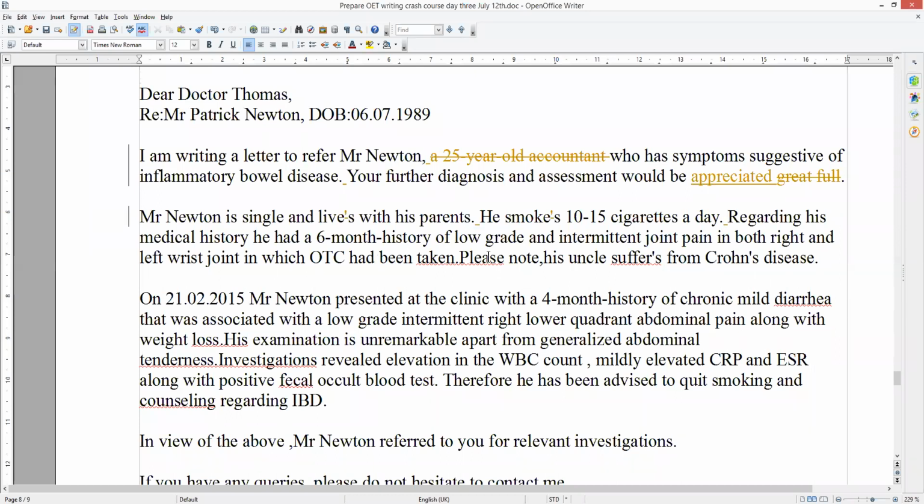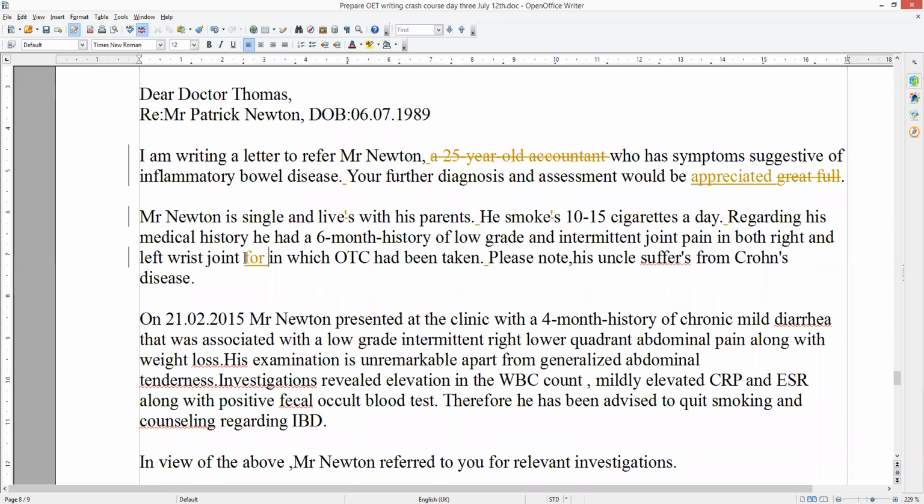Regarding his medical history, he had a 600 track in both right and left OTC, in which OTC had been taken or was taken. Probably better. Please note his uncle suffers. You don't need a comma if it's third person S verb. It's not possessive or genitive, so you don't need a comma. Uncle suffers from Crohn's disease.